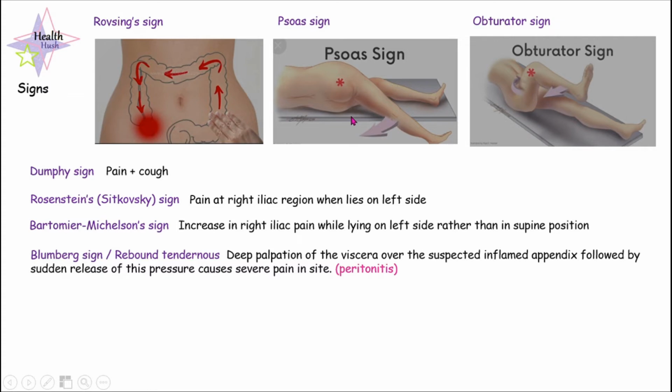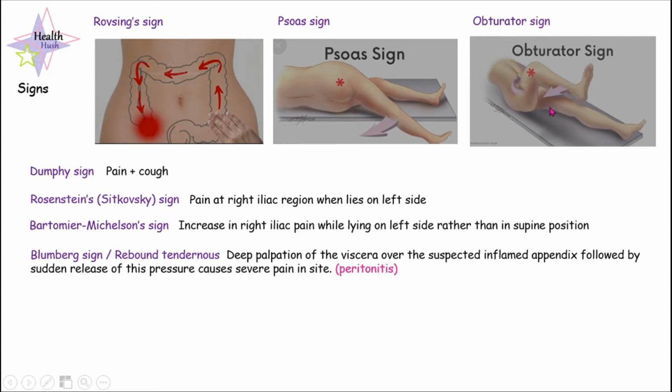Next, we also do this maneuver to find whether the patient has a positive Psoas sign. We ask the patient to lie on his or her left side and do extension of the hip. If this causes pain, that means this sign is positive. Next is obturator sign. In this case, we ask the patient to flex the hip. This will cause pain, and if this happens, it means a positive obturator sign.